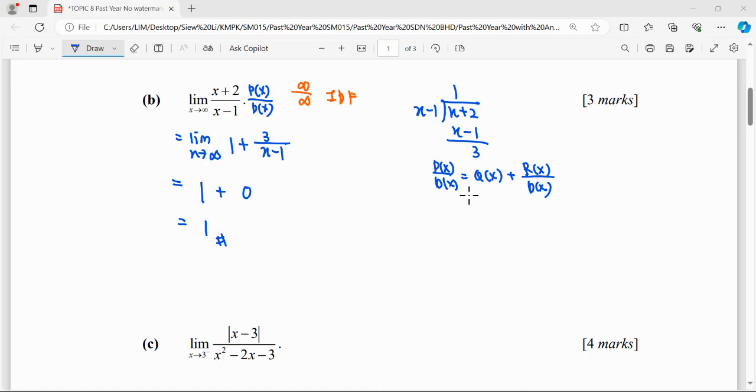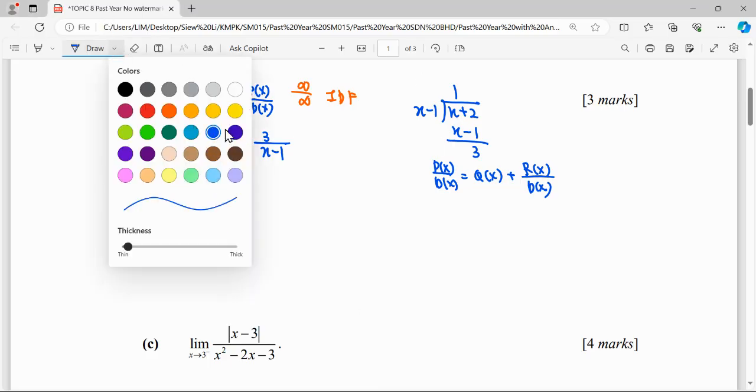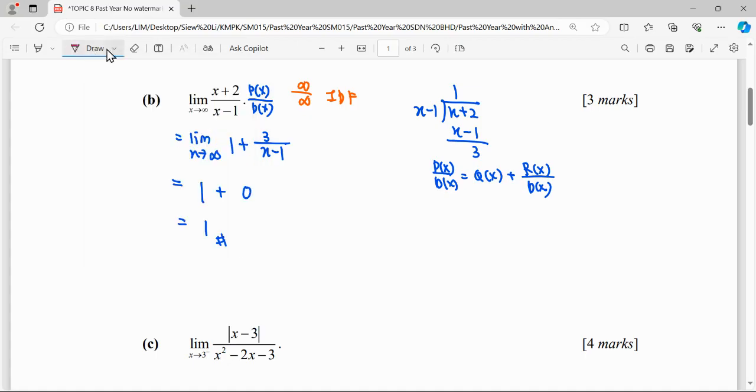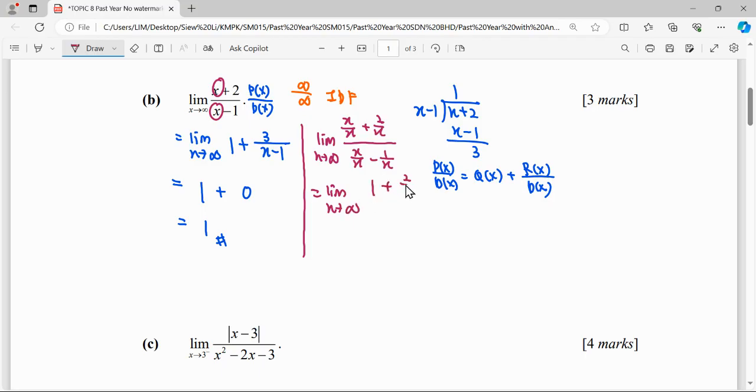If you didn't do long division, what else can we do? The method we can use here is to divide by the highest power of x in order to simplify the indeterminate form. For the limit as x approaches infinity, the highest power of x is x. So divide x by x, and x minus 1 by x, to simplify to 1 plus 2 over x over 1 minus 1 over x. Then evaluate as x approaches infinity. 2 over infinity is 0, and 1 over infinity is 0. So 1 over 1 is 1.